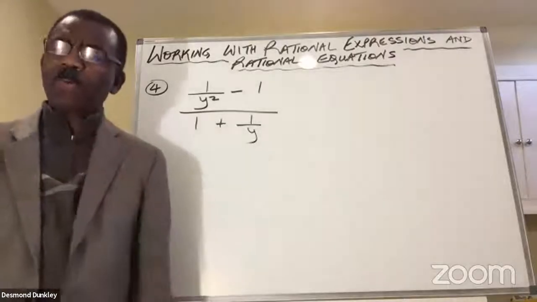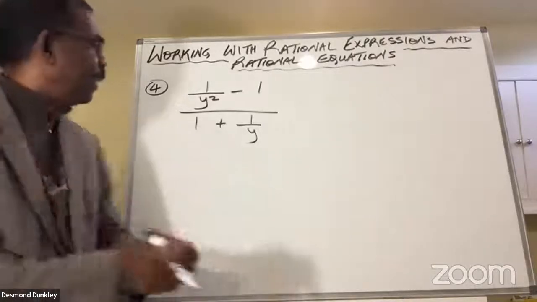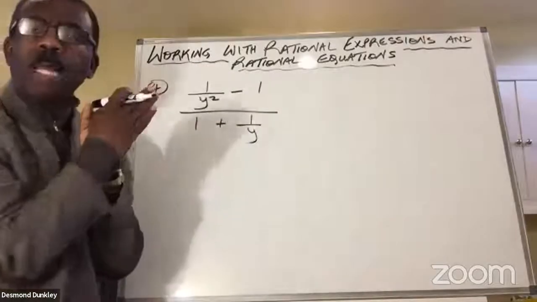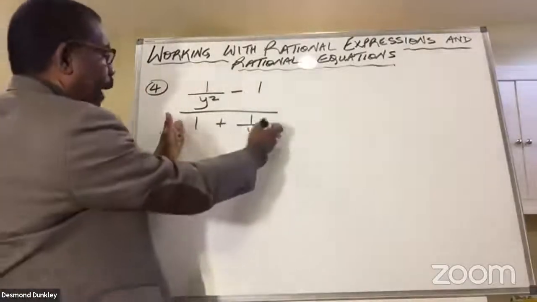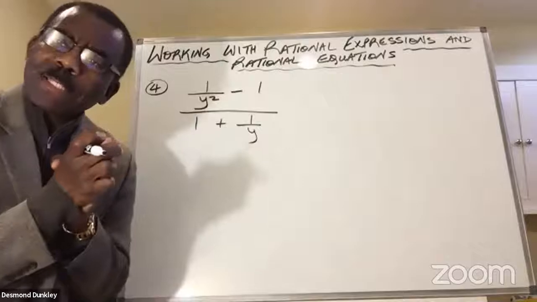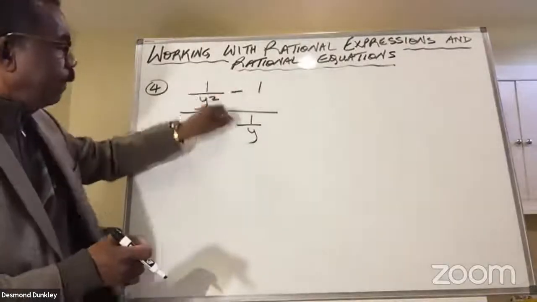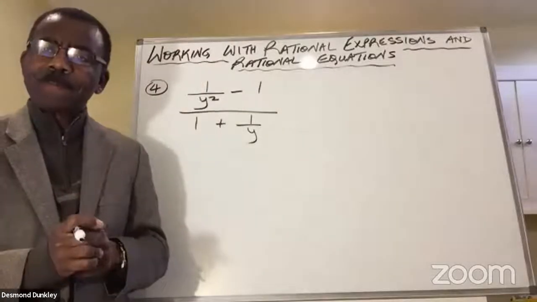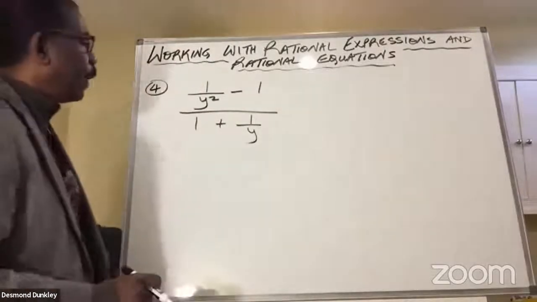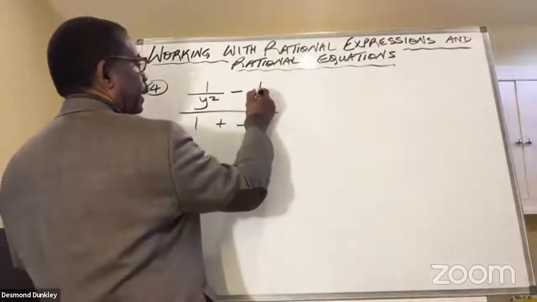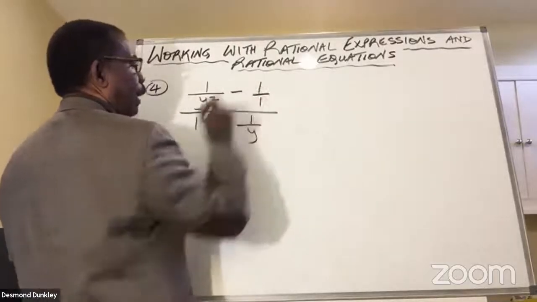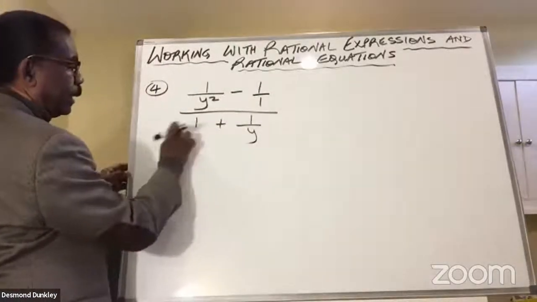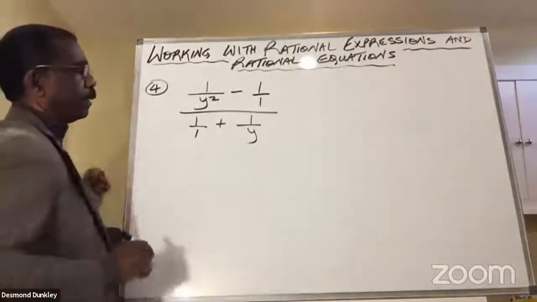So what do we do? Well, my recommendation: combine these two and make one fraction, combine these two and make one fraction, and now you'll have a fraction divided by a fraction, so we know we flip and multiply. Okay, so here we go. This is the same as 1 over 1. This is the same as 1 over 1.